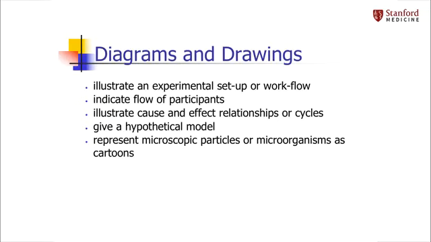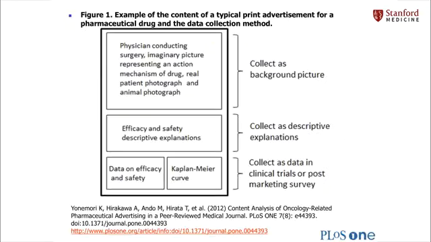Also, if you have some kind of hypothetical cause and effect model that you're trying to propose, a diagram is great for indicating how you think those variables interact, especially if the relationships are complex. This may all be better put in a picture than trying to explain it in some complicated text. Also, if you're talking about something people can't see, like viruses or proteins or antibodies, a cartoon can help your reader visualize what you're talking about. So think about in your paper if there's places where you could use a diagram or drawing to your advantage. I'll give you some examples.